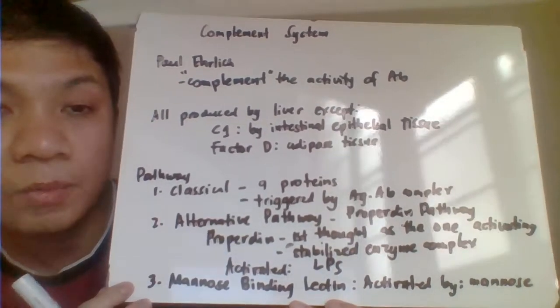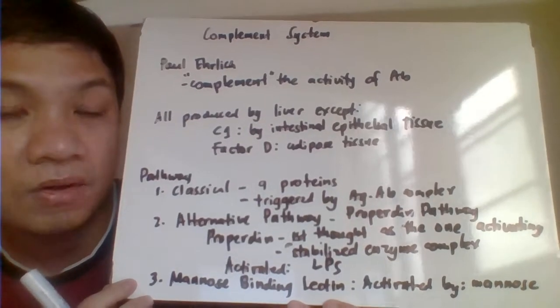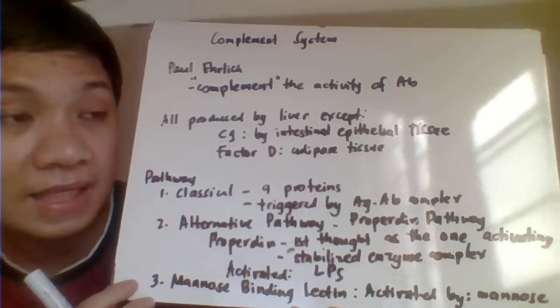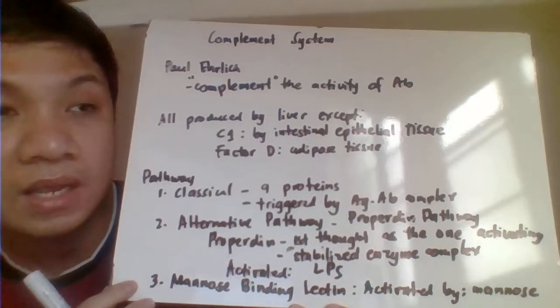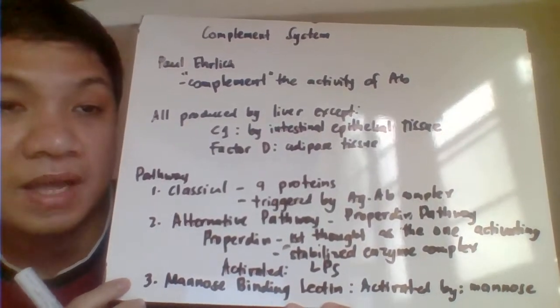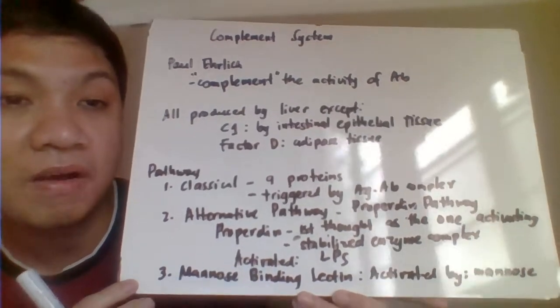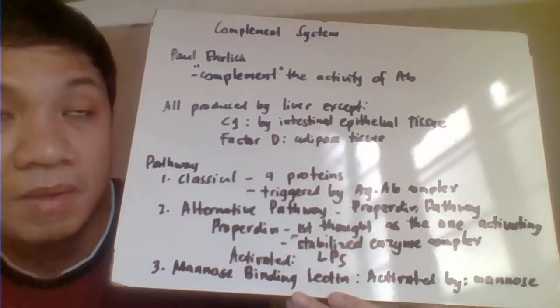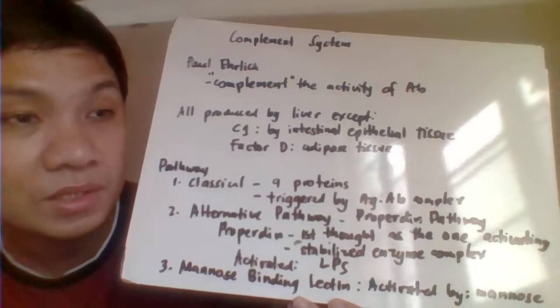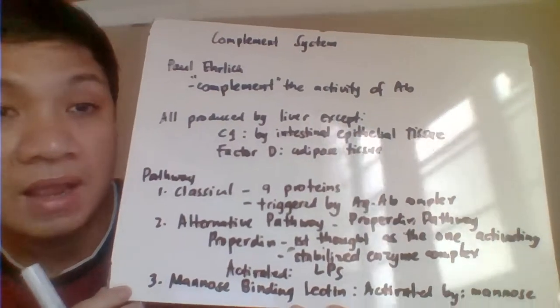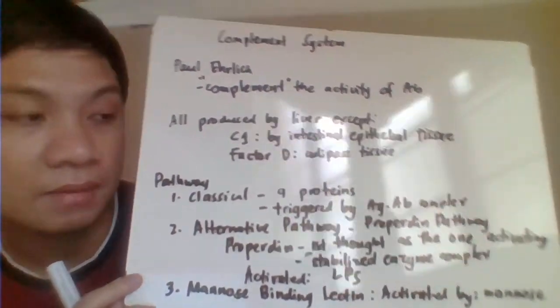And the third pathway is the mannose binding lectin pathway. This pathway is activated by the presence of the carbohydrate mannose in the surface membrane of your pathogen. So if the surface membrane of your pathogen is made up of mannose, it activates your MBL, mannose binding lectin pathway.